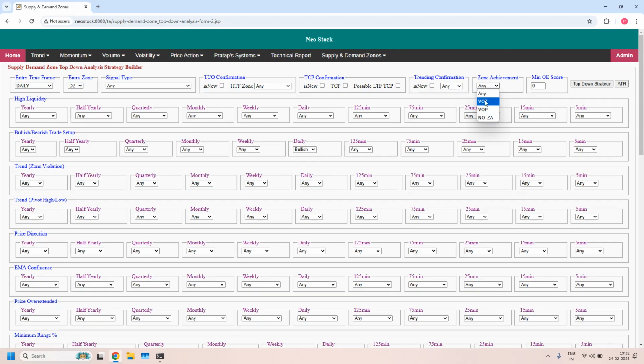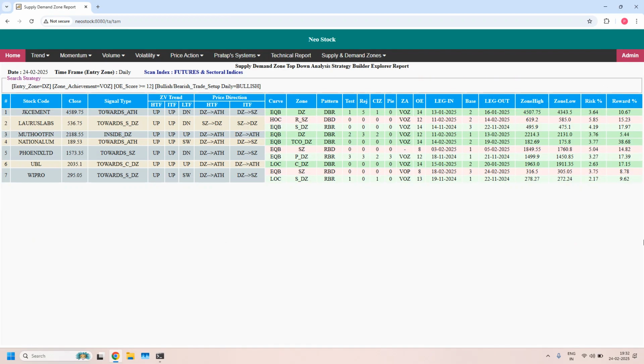Zone achievement violated opposing zone, minimum odd and enhance score 12. With these filters, we got 7 stocks. Currently, these 7 stocks are supporting bullish trade setup for a monthly income trade. And all these entry time frame zones are daily demand zones. Out of these 7 daily demand zones, we can further filter to check the high probability to get success. It is only a probability game.